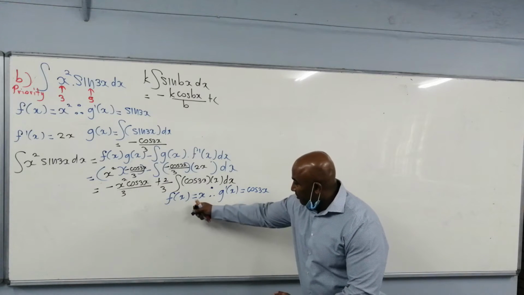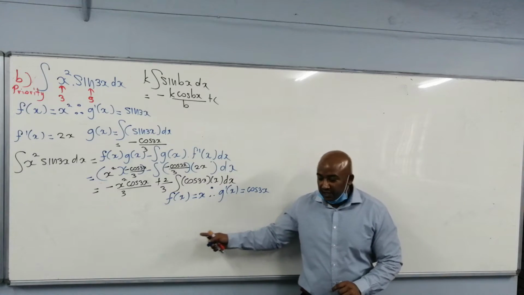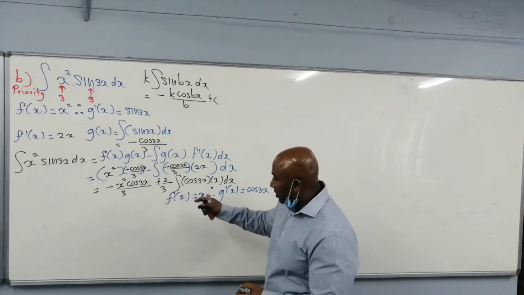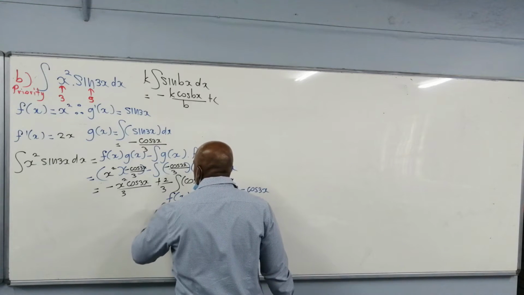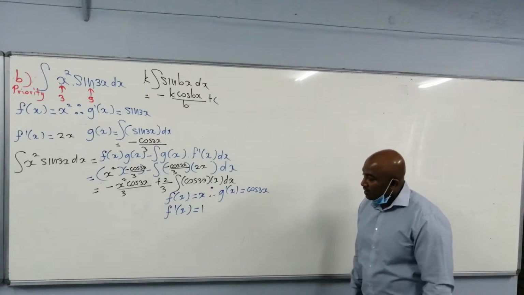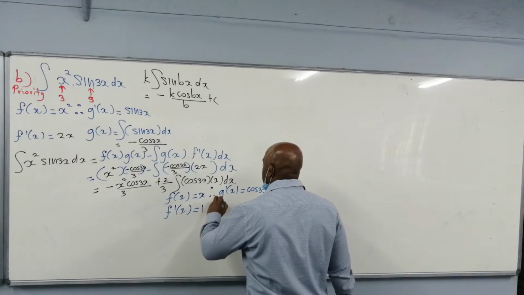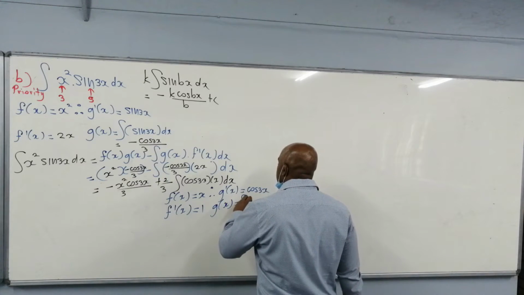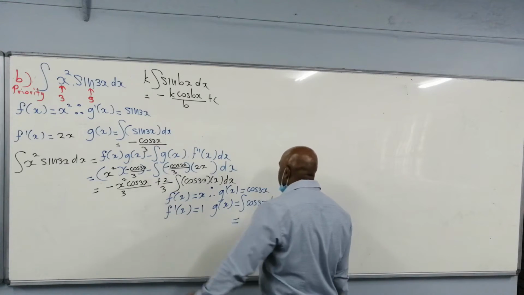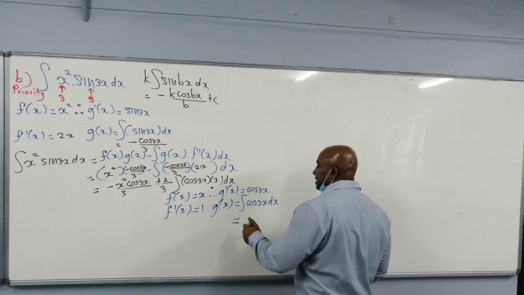So once I got my f of x, g prime x, then this side I will differentiate, this one integrates. So f prime x, the derivative of x is just 1, and then here my g of x now, I need to integrate cos 3x, and when I integrate cos 3x, what do I get?